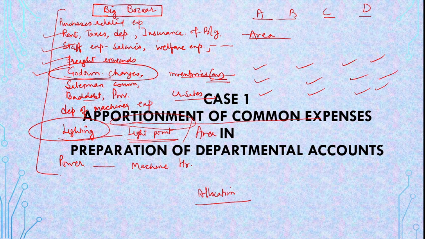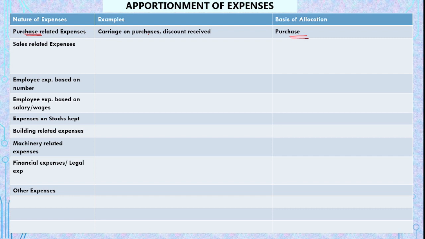So let us see the basis of allocation of expenses. We have different types of expenses given. Let us see their examples. What are the purchase related expenses? Carriage on purchase, discount received, or ordering cost you might be given. Since this expense is being incurred because of purchase, purchase is going to be the base. So you will take up the purchase of each and every department. Department A is having, say, purchase of 50,000, B is having purchase of say 80,000, C is having purchase of say 10,000. So the ratio will be 5:8:1, and this expense will be distributed in this ratio.